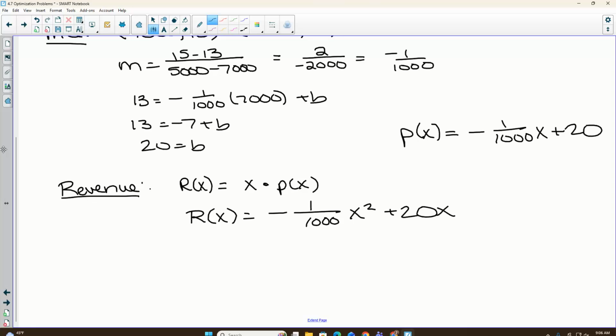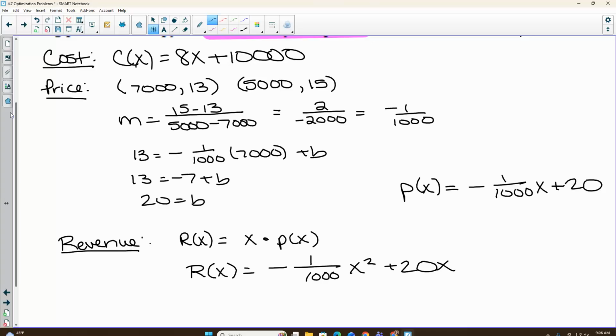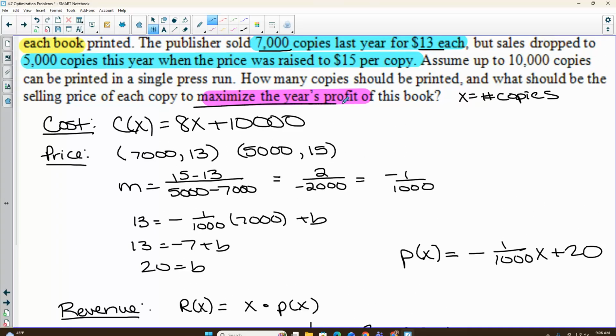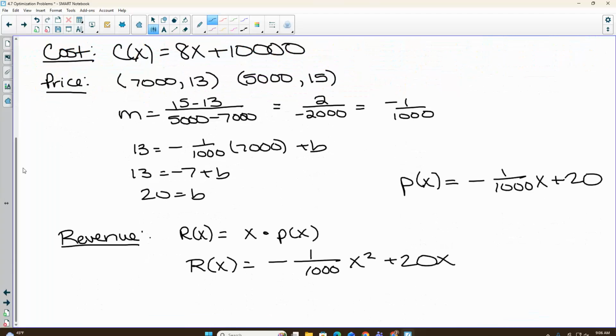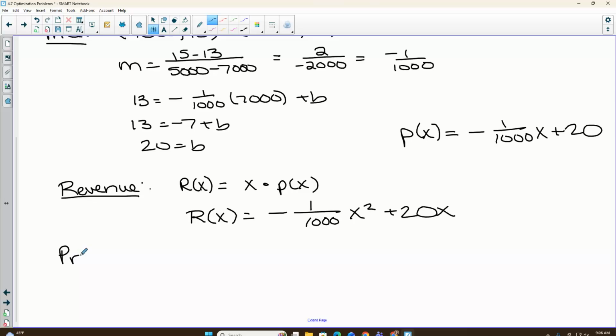Everybody with me? My ultimate goal, maximize profit, so I have to get the profit equation. Profit is the amount you bring in minus the amount you spend, so revenue minus cost. But now I have both of these things.